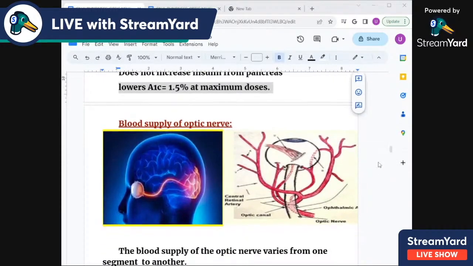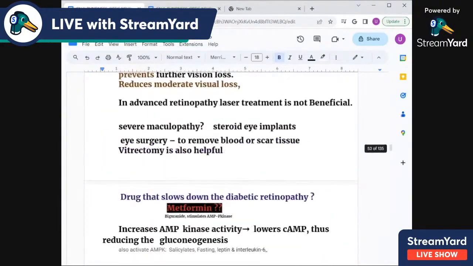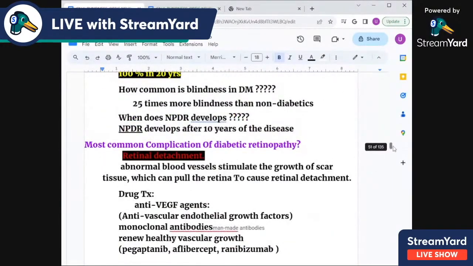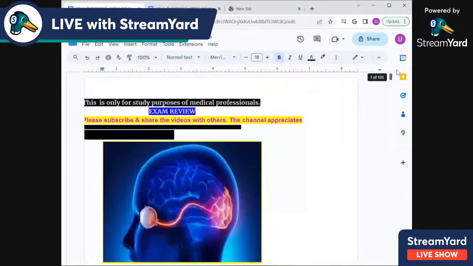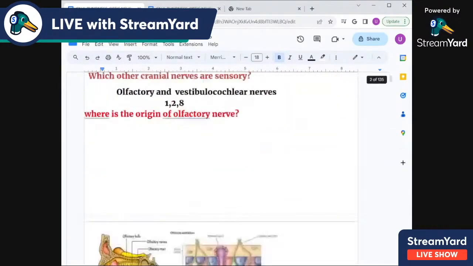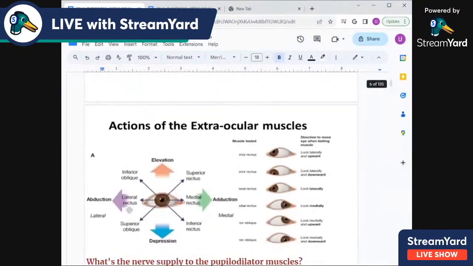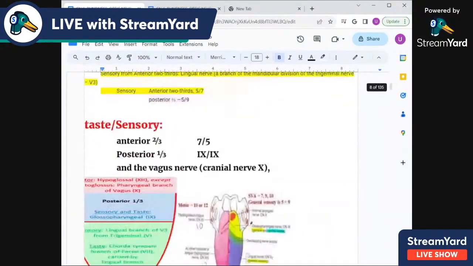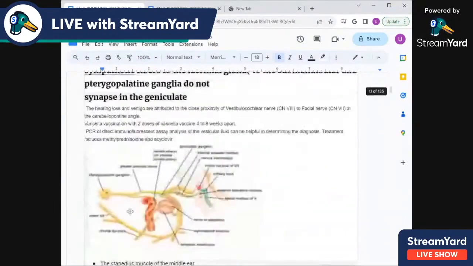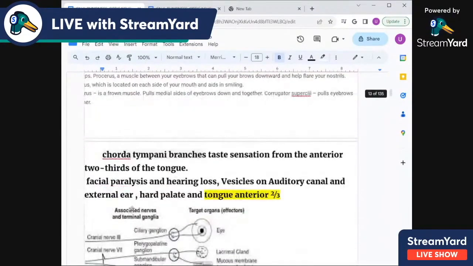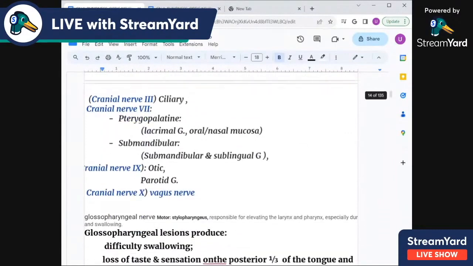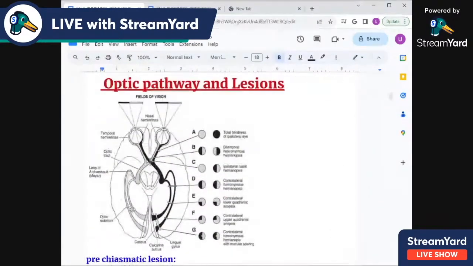Okay, let's repeat before we go. What did we do? Let me see. So today, let me go back. What we did was that we started with the optic nerve features. With this one, we did earlier. Okay, so this is the optic nerve.